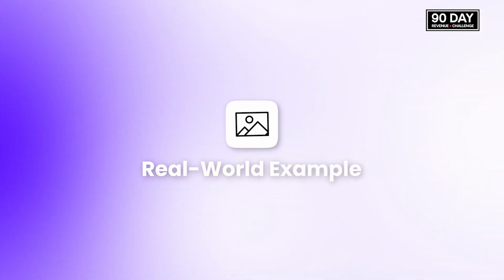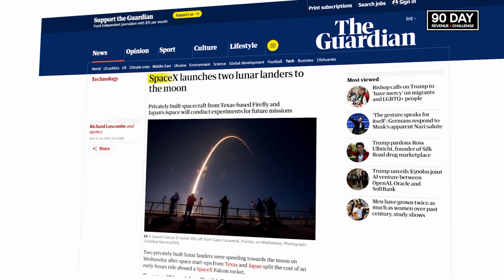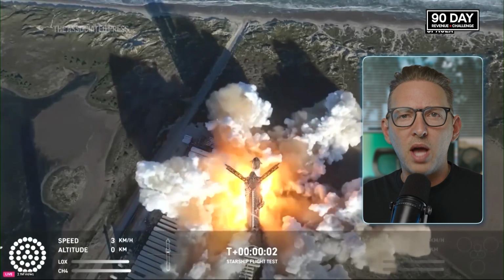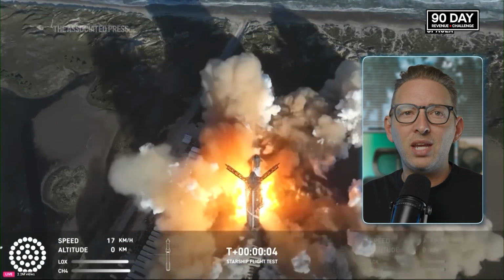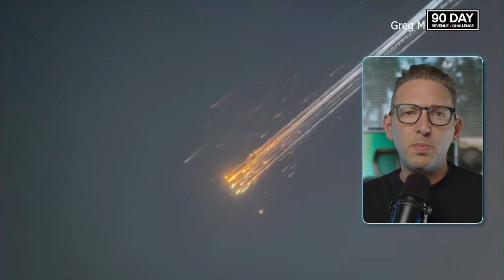Real-world example: SpaceX contingency planning. Let's take a look at SpaceX, a company that's built its reputation on innovation and preparedness. When SpaceX develops rockets, they're fully aware that things can go wrong. Malfunctions, failed launches, or technical issues are always a possibility.